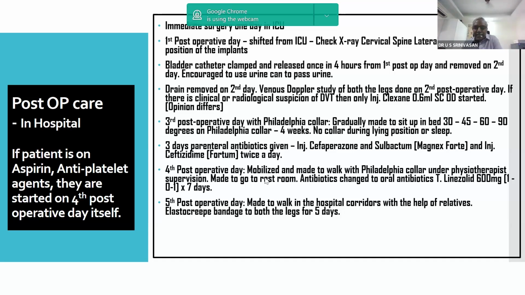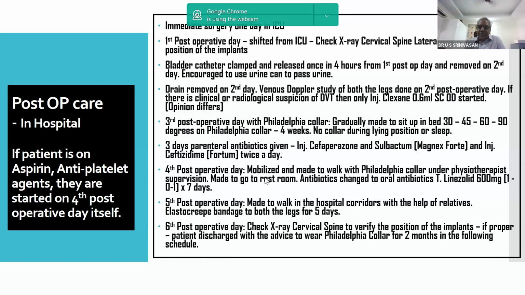Elastomer bandage is kept for 5 days and then removed. On the 6th post-operative day morning, I take a check X-ray cervical spine to verify the position of the implants. If proper, the patient is discharged. On the 6th day, I don't keep the patient till suture removal, with the advice of Philadelphia collar.